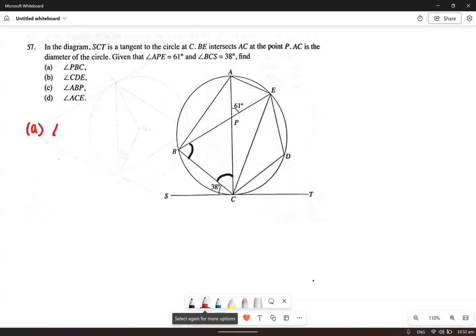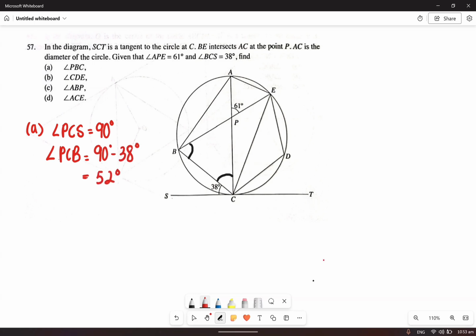Angle PCS, again I say angle PCS is how much? 90 degrees, right? So angle PCB is how much? 90 degrees minus 38 degrees. That gives me how much? 52 degrees. Can you see this 52 degrees? Do you understand?